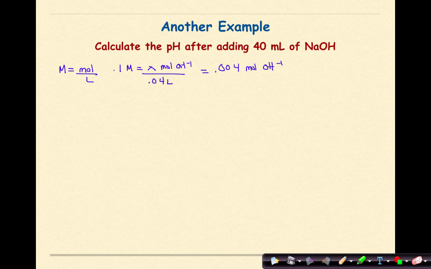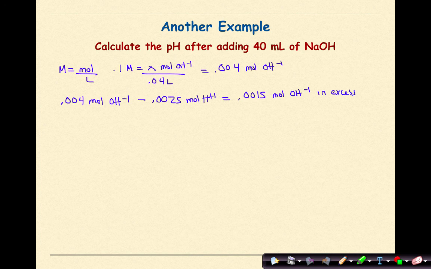Our next thing that we need to do is take 0.004 moles of hydroxide ions and subtract from it our original 0.0025 moles of hydrogen ions of acid to see how much hydroxide ions we have in excess. So that would be 0.0015 moles of OH- in excess.